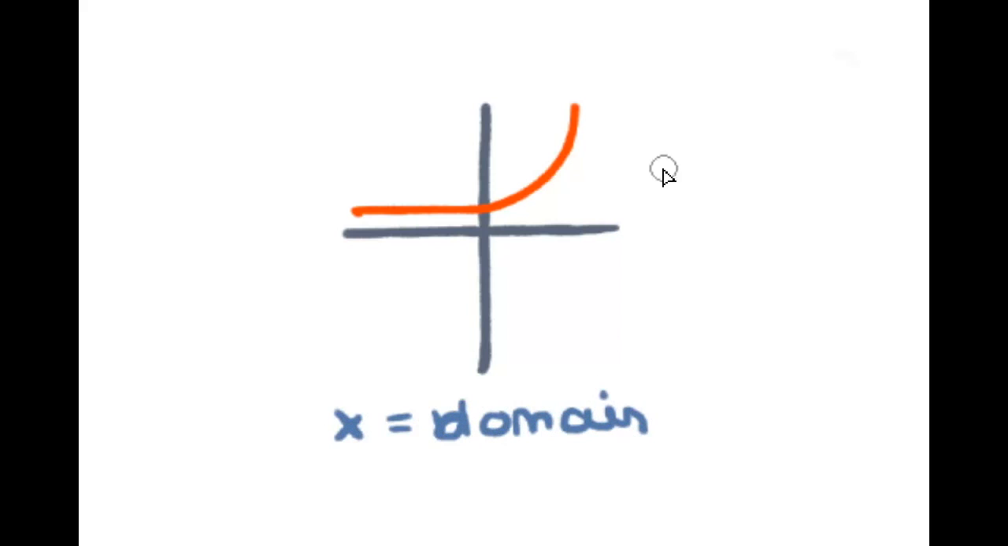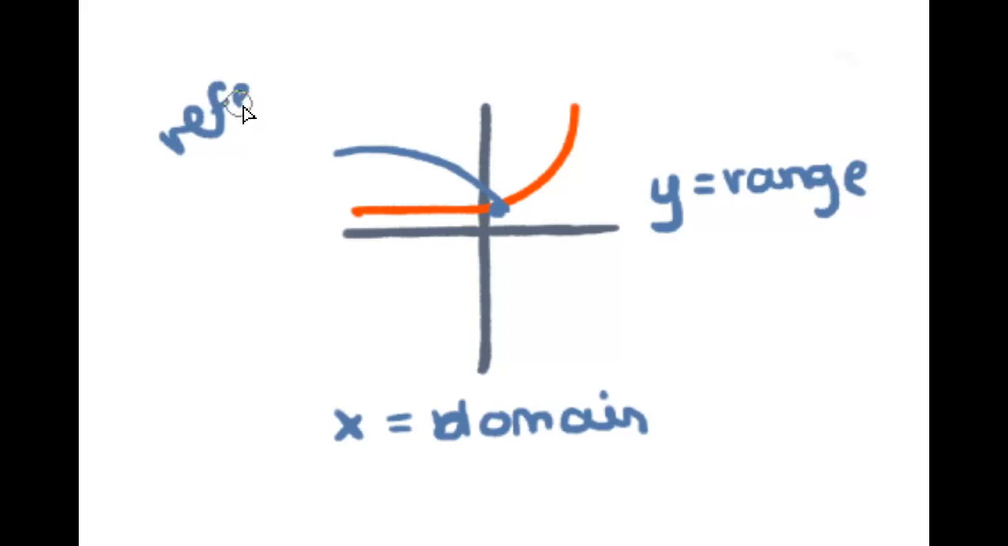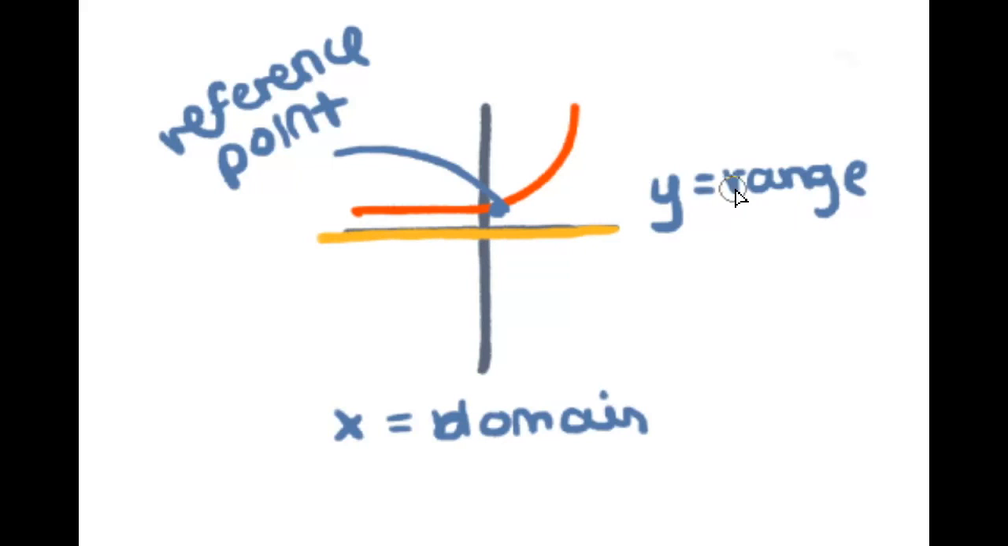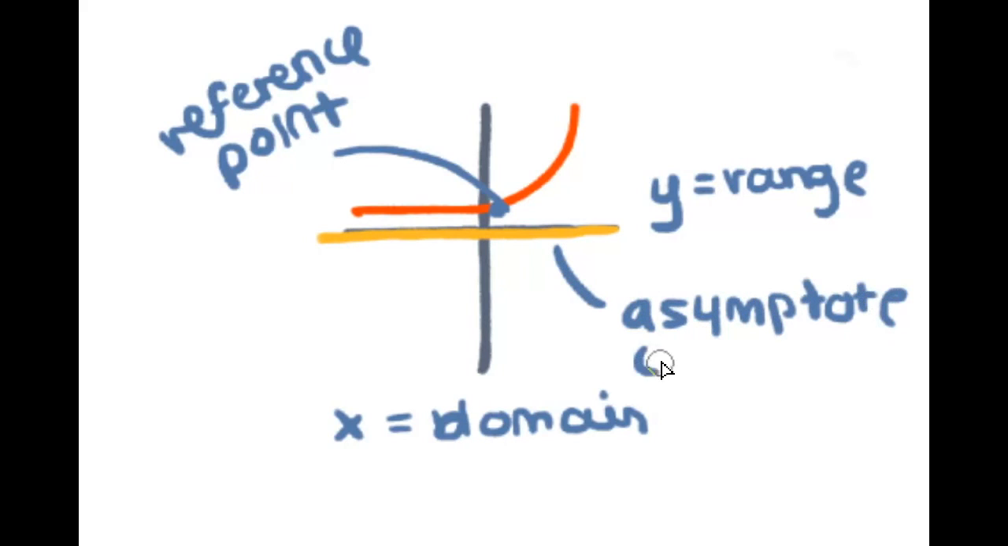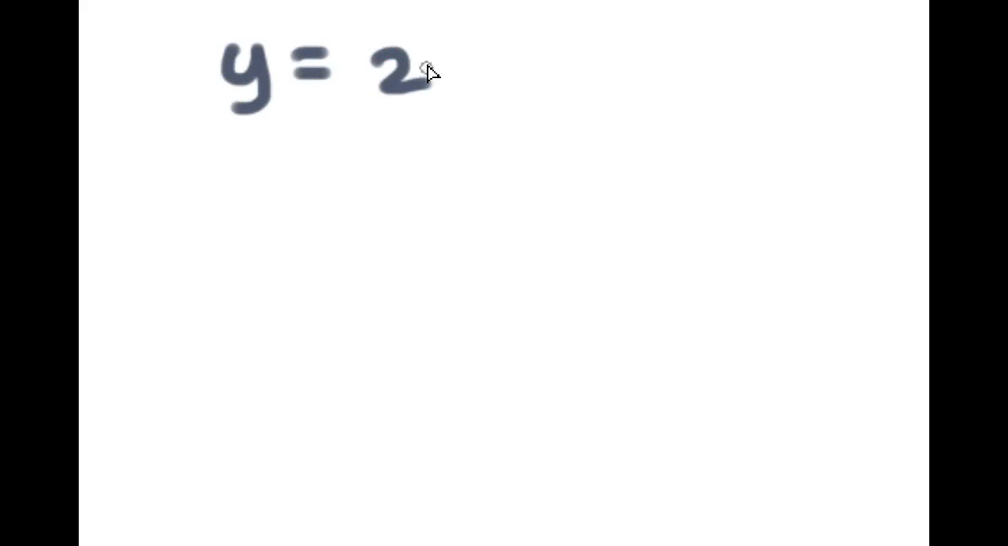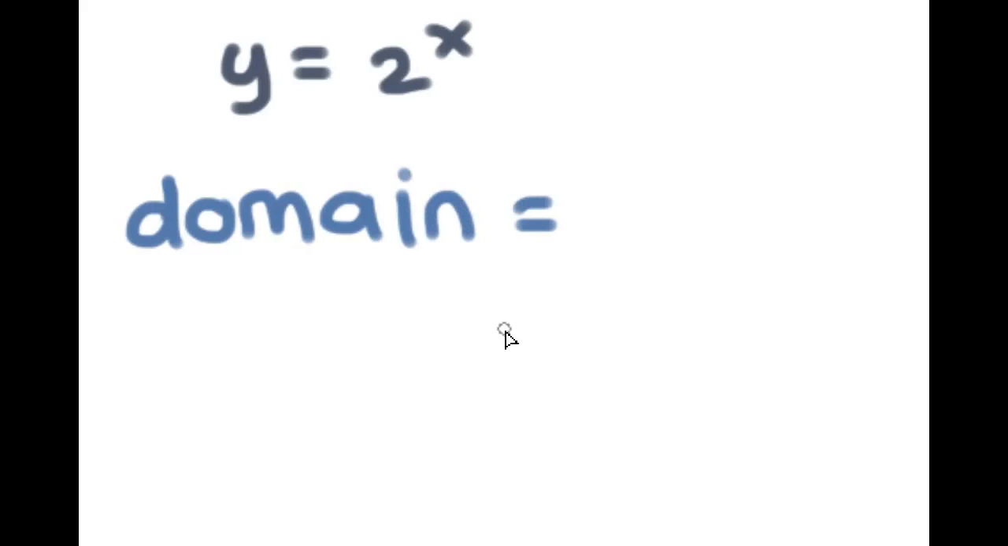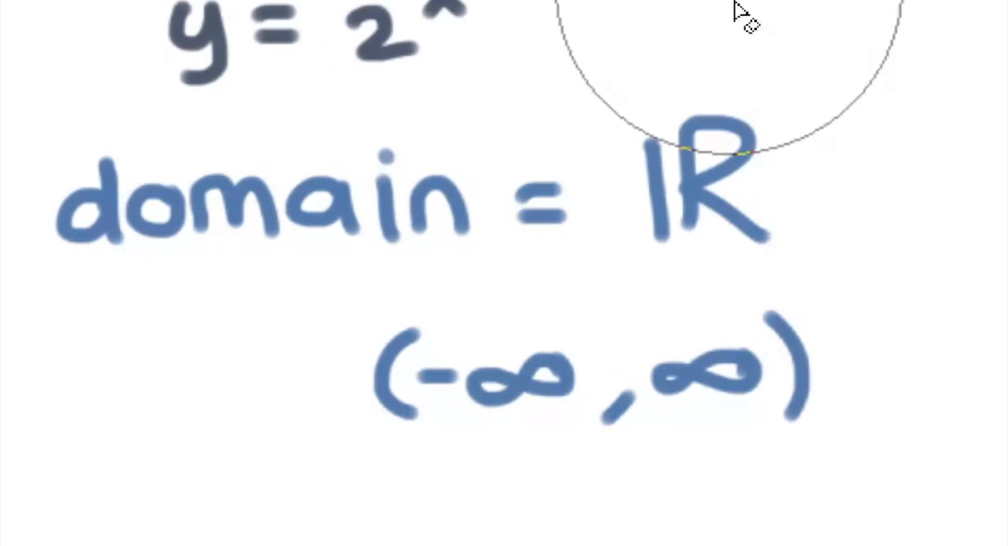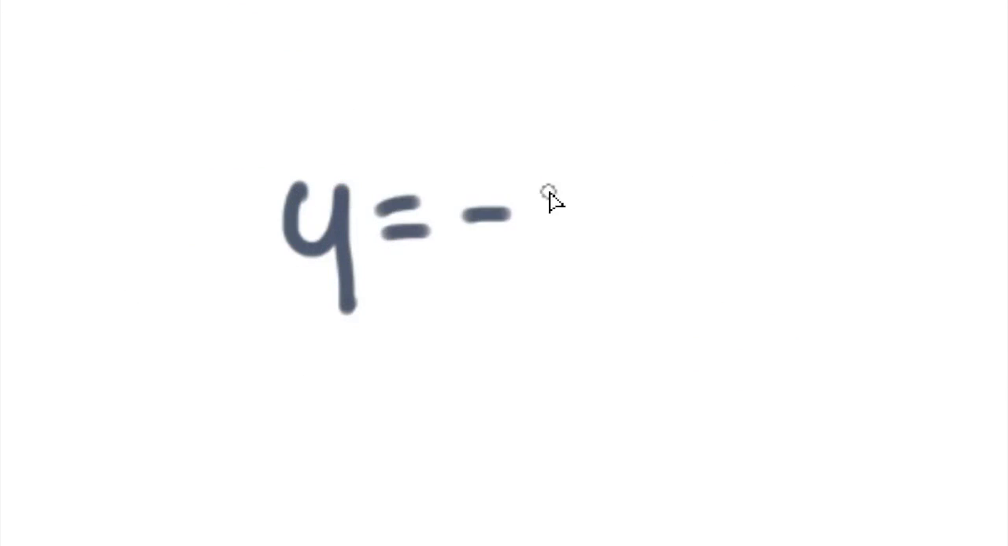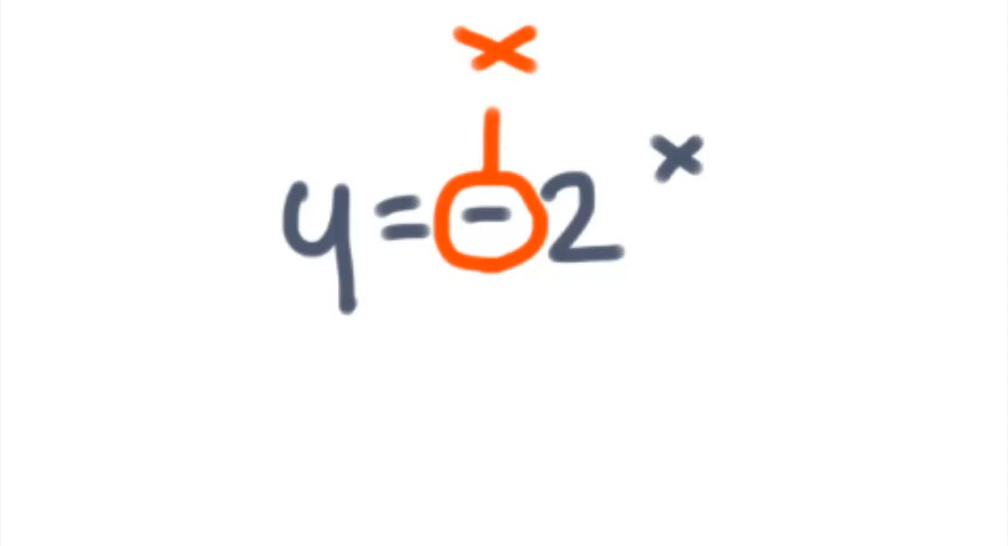The most important things to know for this kind of function are the reference point, the domain, the range, and the horizontal asymptote. Here are some key points to note about exponential functions. First, an asymptote is a value in the function that will never be reached. In an exponential function, the domain will always be all real numbers. There will never be a negative base in an exponential function.